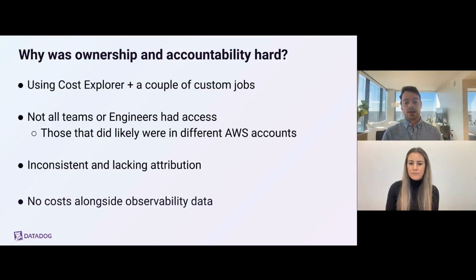A key reason for this being that the tagging we did have was inconsistent between accounts and teams, things like application versus app versus service, team versus owner, etc. Costs were not front and center, so it took a long time to notice regressions, and that was often in the form of finance saying, hey, the spend was up this month, we had to figure out who it was, where it was, etc.